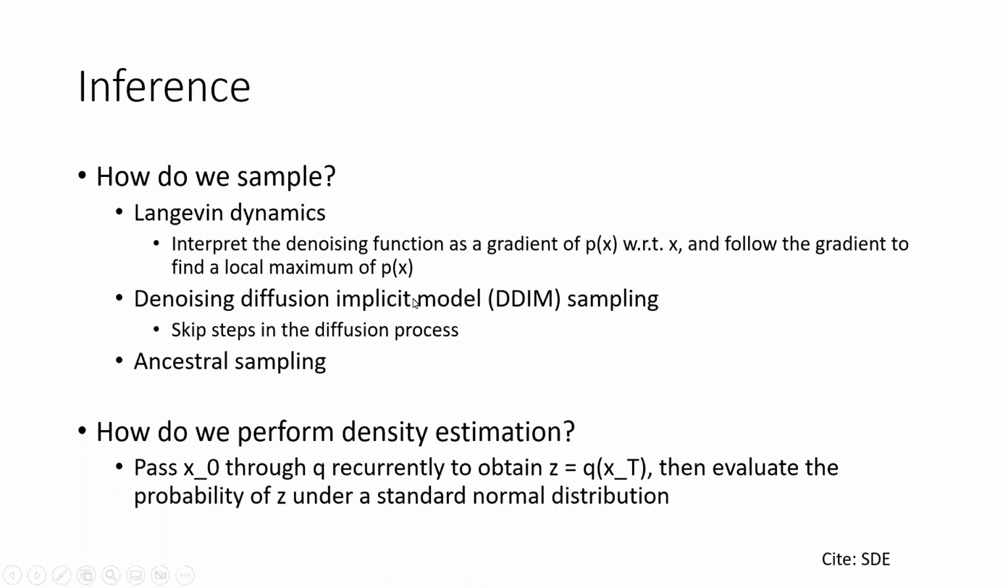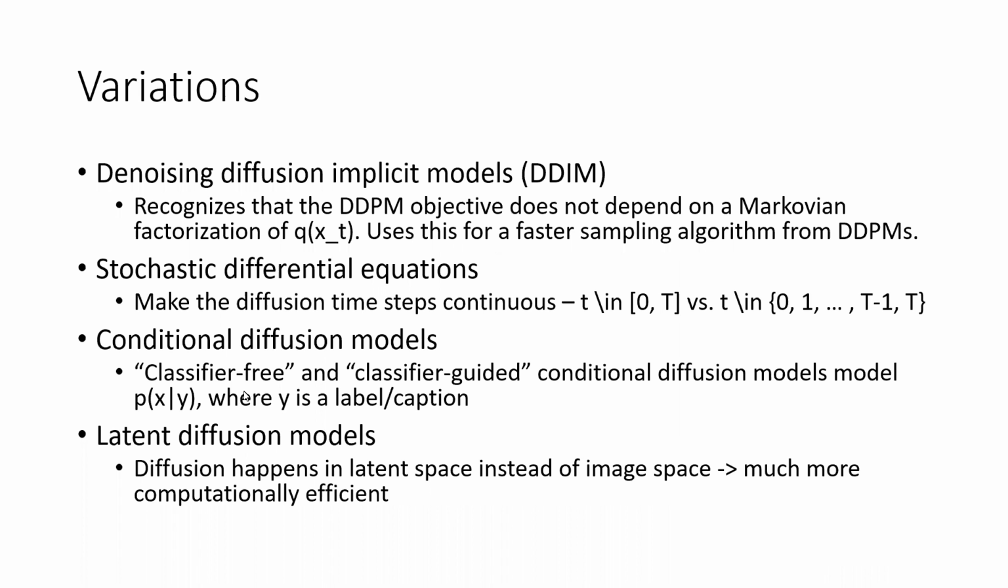Okay, so this is basically the setup for diffusion models, but there are quite a few variations on these. So we mentioned denoising diffusion implicit models. These recognize that the denoising diffusion probabilistic model objective does not necessarily depend on a Markovian factorization of Q of x sub t.